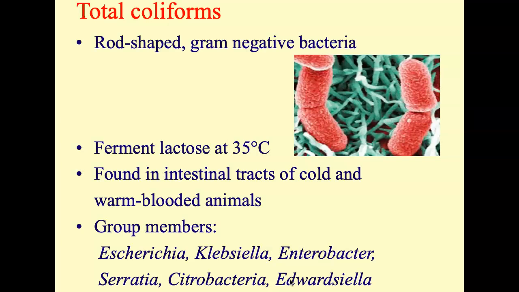Total coliforms. Total coliforms are normally rod-shaped gram-negative bacteria. They normally will ferment lactose at 35 degrees Celsius. They are found in intestinal tract of cold and warm-blooded animals. They are grouped either as E. coli, Klebsiella, Enterobacter, Serratia, Citrobacteria, and even Edwardsella.